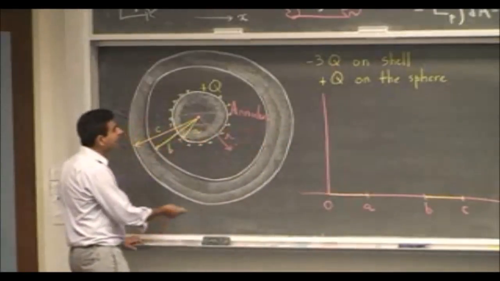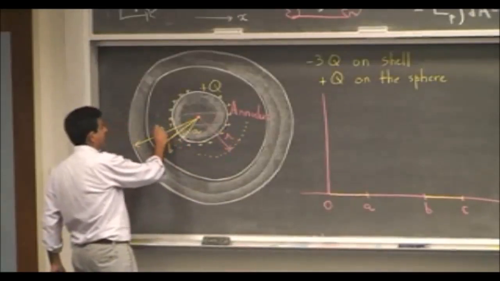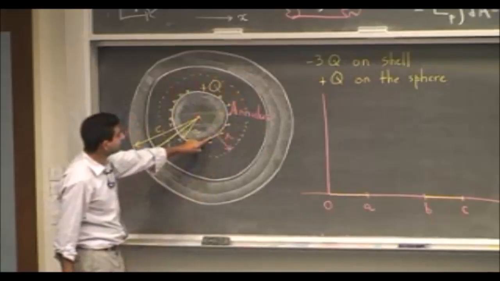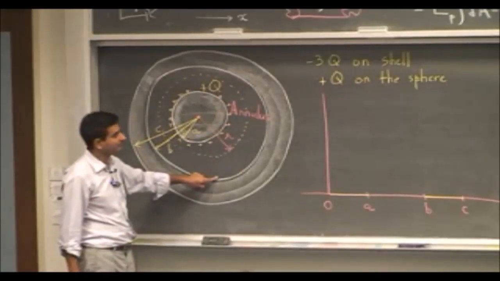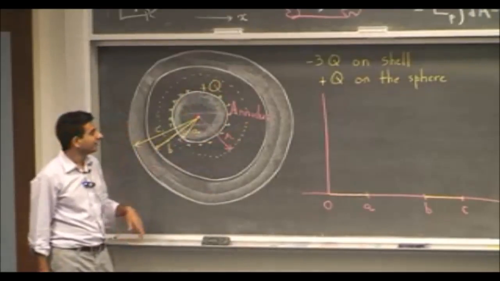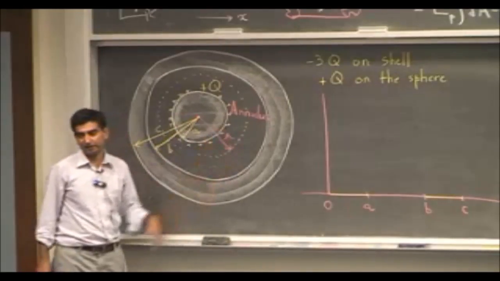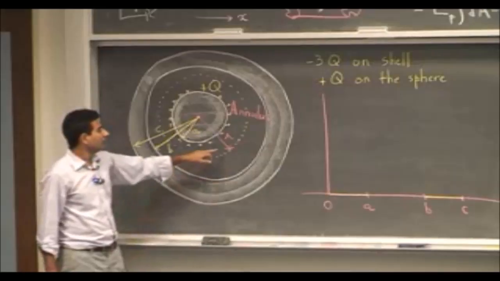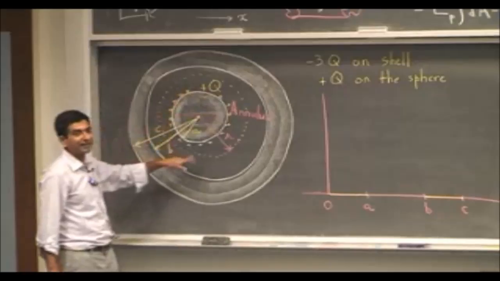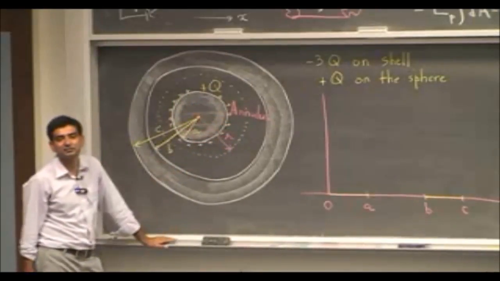However, if I draw a Gaussian surface in the annular region, that is, R is greater than A and smaller than B, this is a sphere. So there will be an electric field in this region because there's vacuum here, there's air here. Now we have a spherically symmetric charge distribution, like a ring of charge plus Q. So what is the electric field at the distance R?